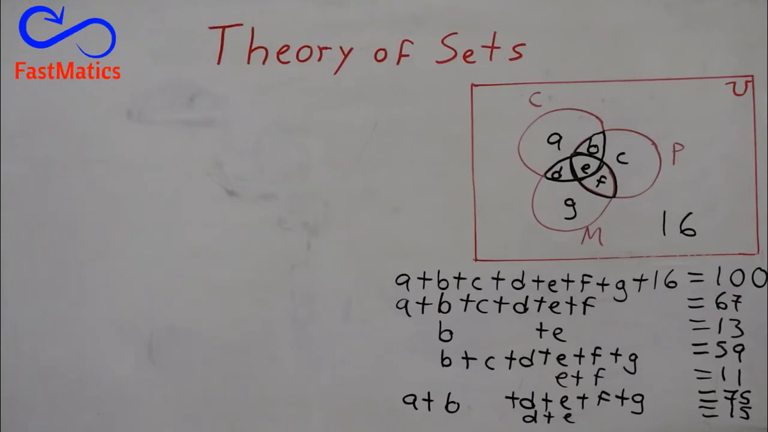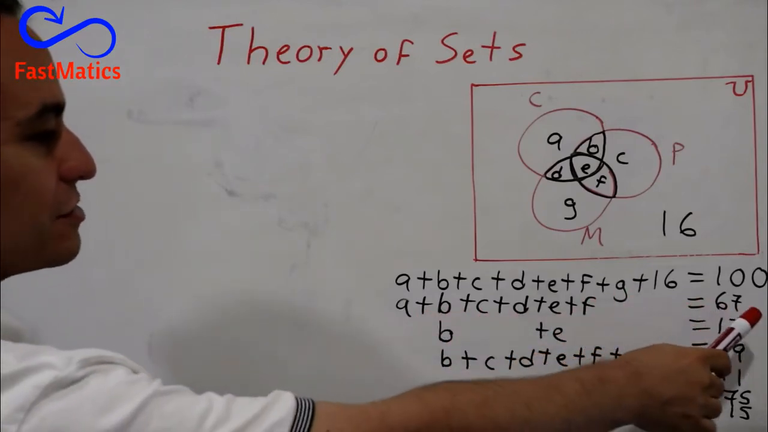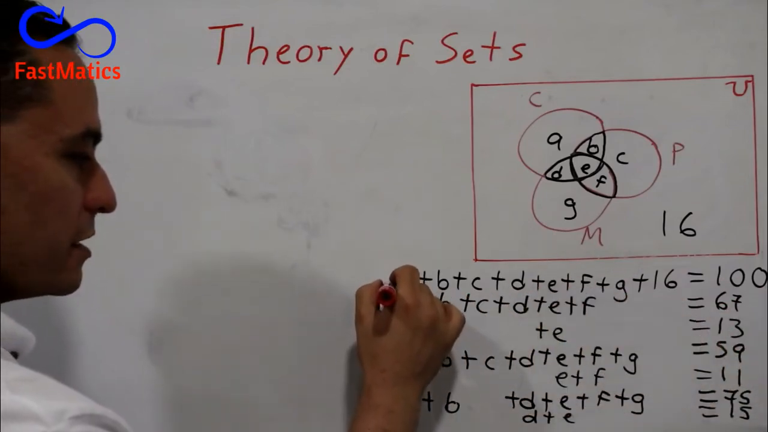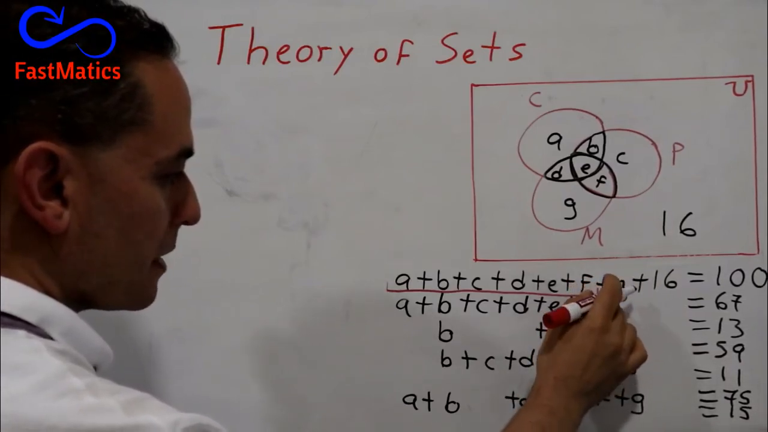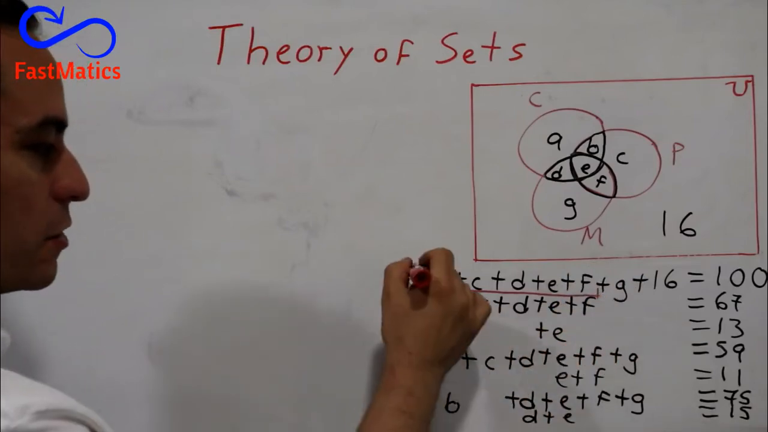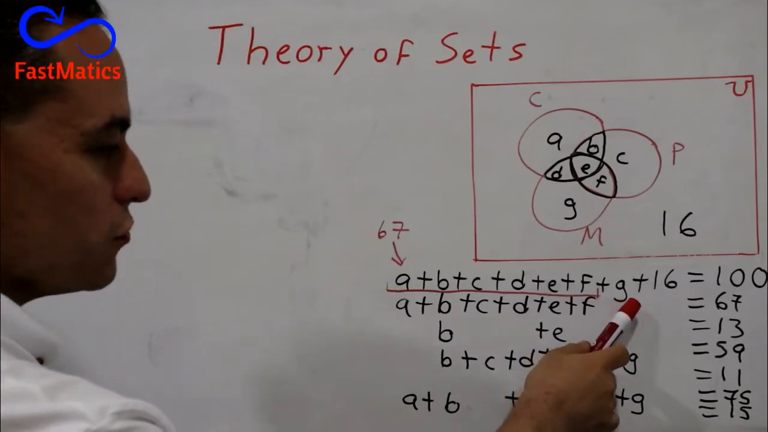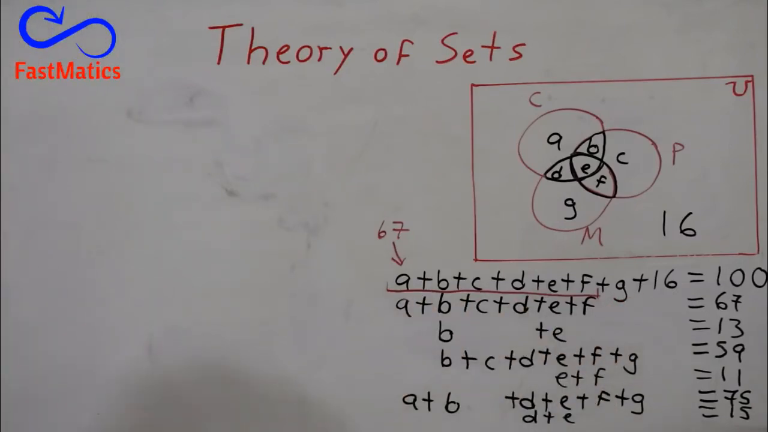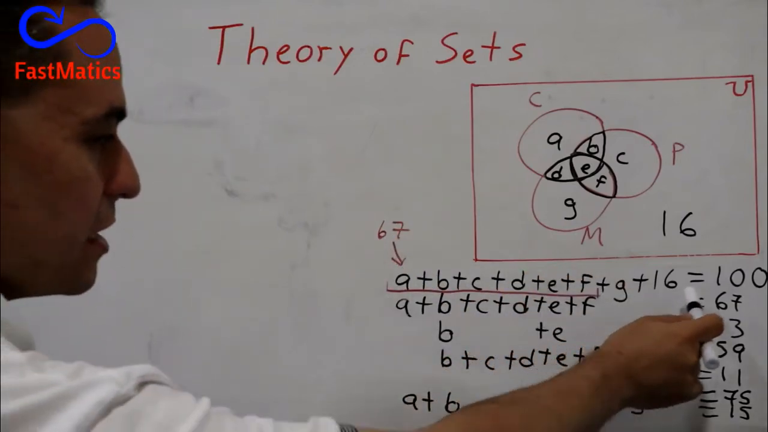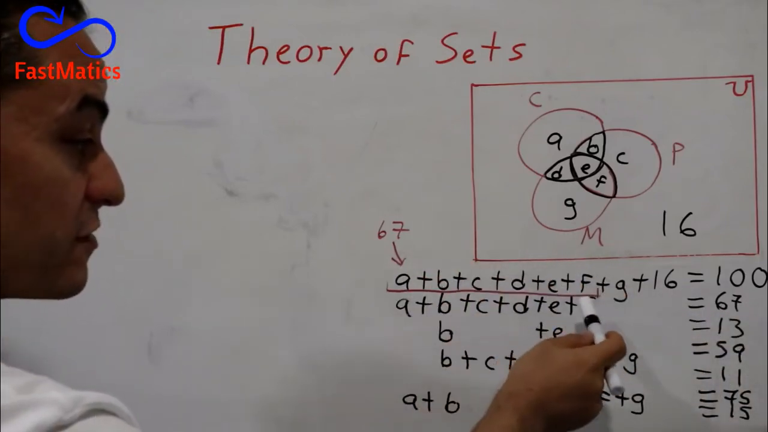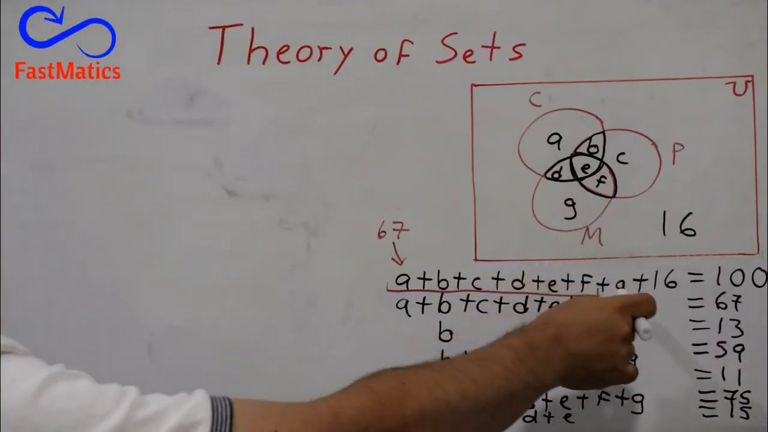If we have here that A plus B plus C plus D plus E plus F is equal to 67, instead of writing that, we can write 67. Then I'm going to be able to find G, because we write 67 plus G plus 16 is equal to 100. And then I can solve for G.